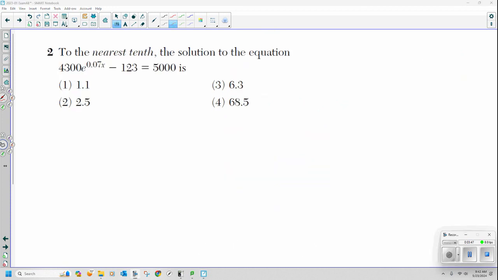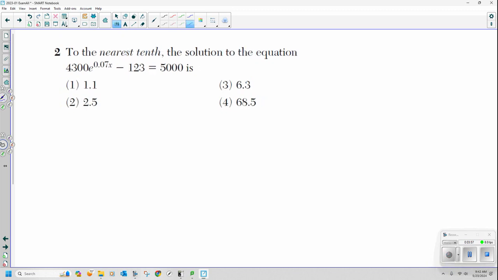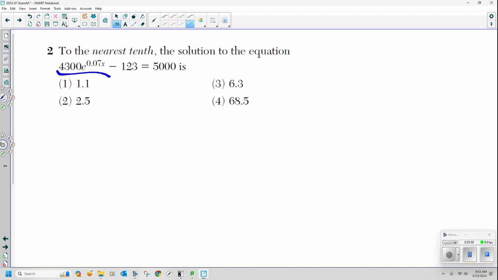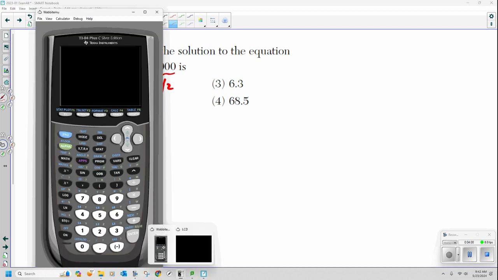Now we are definitely going to use the calculator. If I wanted to, I could do this algebraically. But because this is multiple choice, I'm going to put this side into y1, and I'm going to put this side into y2. All right, so let's go ahead and do just that.